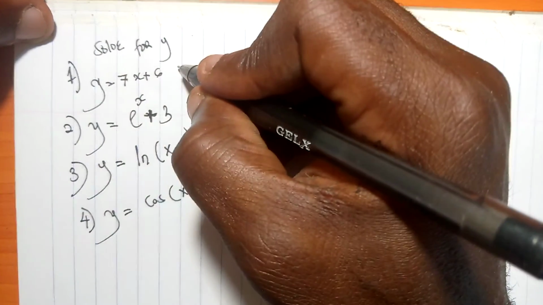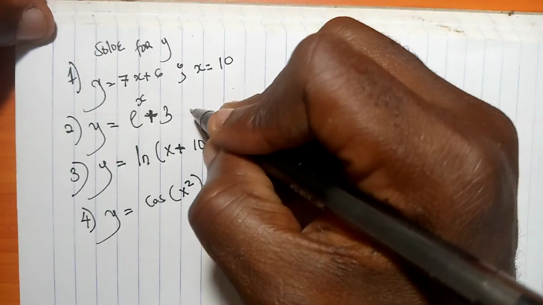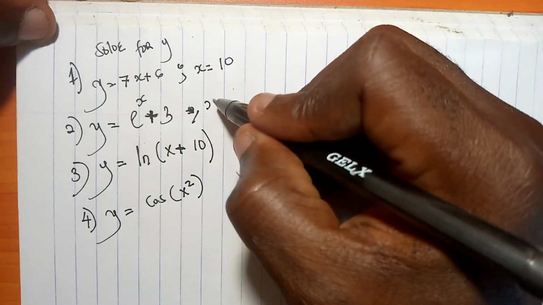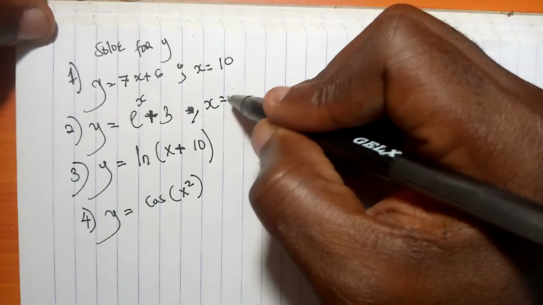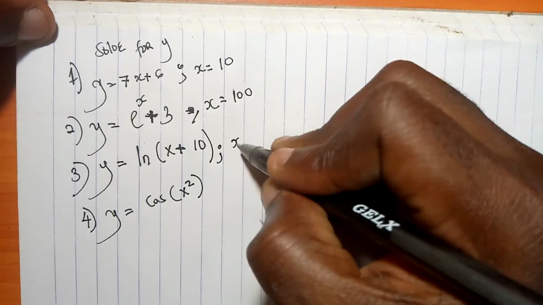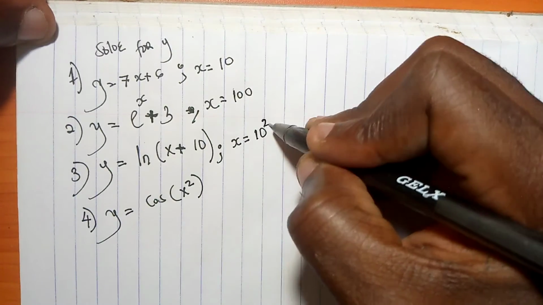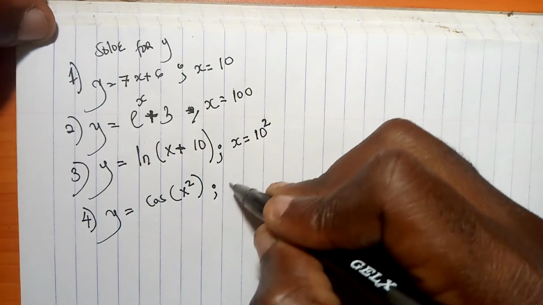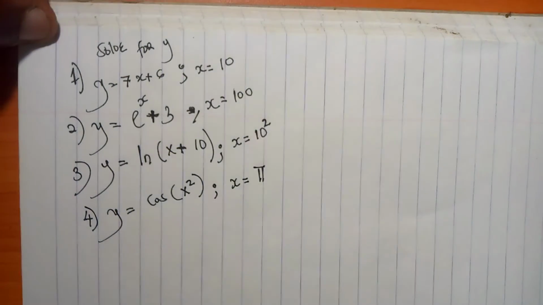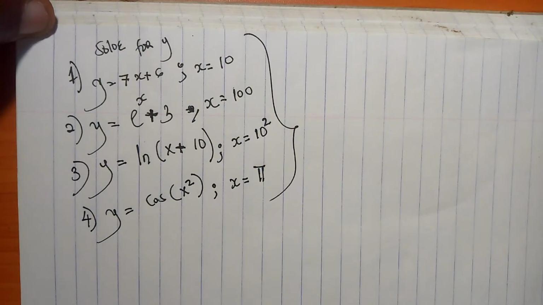Then for this condition, for this equation 1, x is equal to 10. For this equation number 2, x is 100. For this equation number 3, x is 10 squared. And then for this one, x is equal to pi. So I want you to solve these very fast. Pause your video and then solve it.